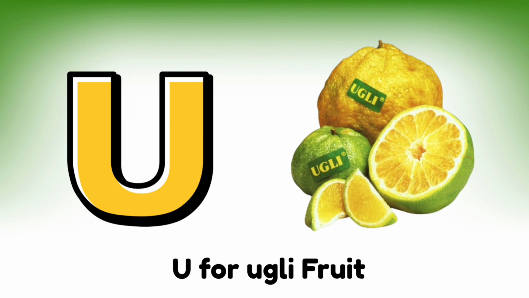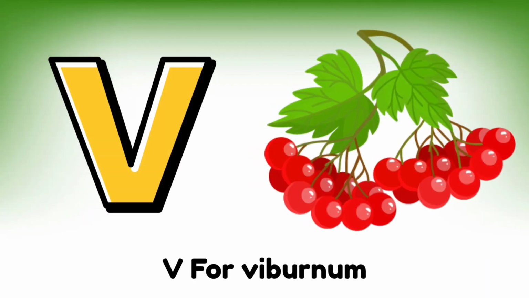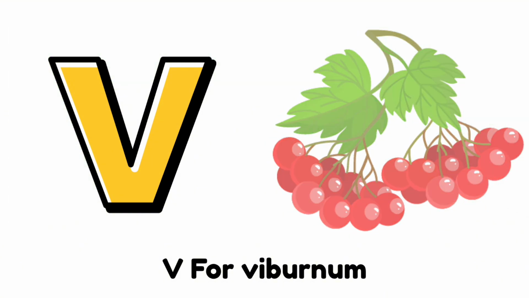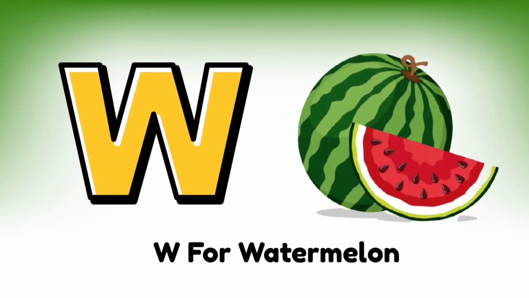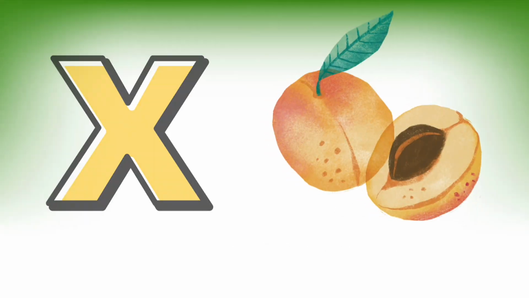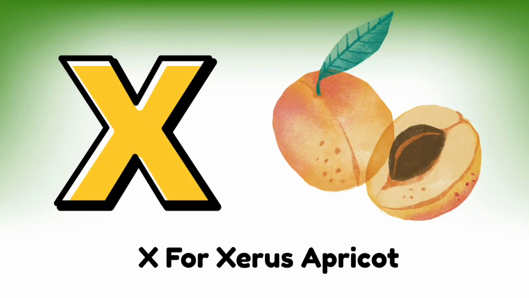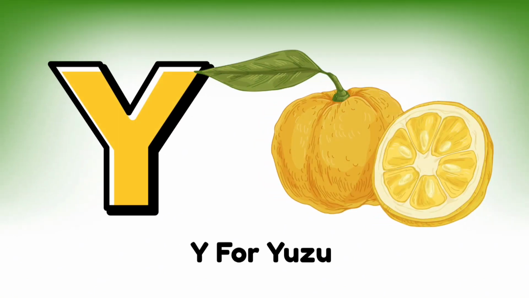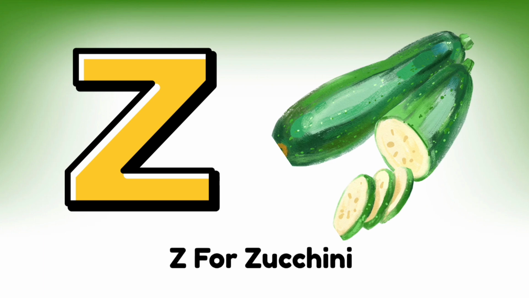U for ugly fruit. V for viburnum. W for watermelon. X for Xeris apricot. Y for yuzu. Z for zucchini.